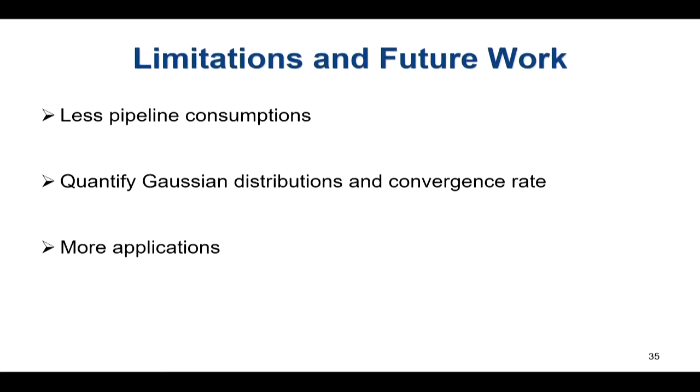Finally, I will discuss some limitations and future work. The major limitation of SketchLearn is that even though it is memory efficient, it still consumes too many hardware resources for the pipelining update. We will address this problem in the future. We will also study the theoretical properties of the resulting Gaussian distributions and the convergence rate of model inference, and we will address more applications in our future work.